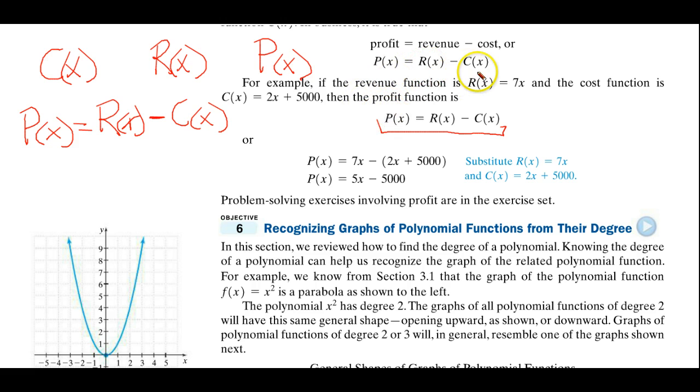So they're giving you a revenue function and a cost function, and we've put it into this form. There's our revenue, there's our cost. Now they're putting the cost function in parentheses, because as we subtract that and remove the parentheses here, this is going to be a negative 2x, and this is going to be a negative 5,000. So we subtract negative 2x from 7x, get our 5x, and we have our negative 5,000. This is our profit function.